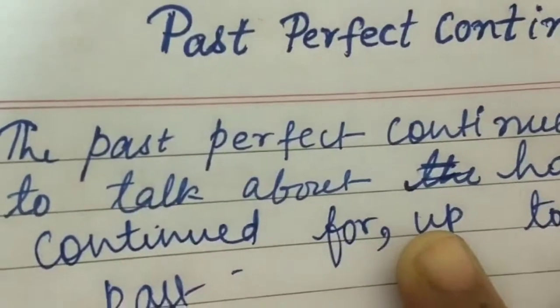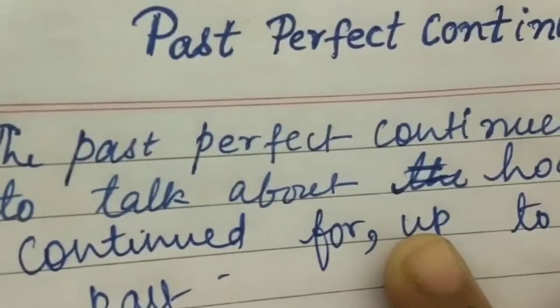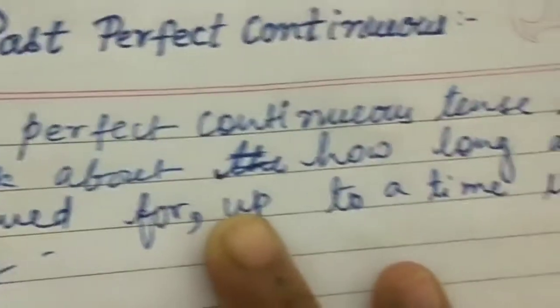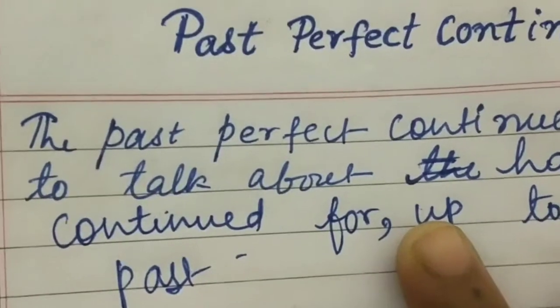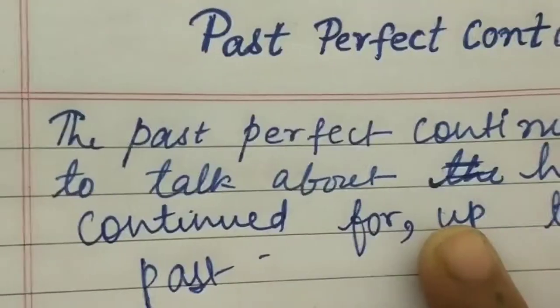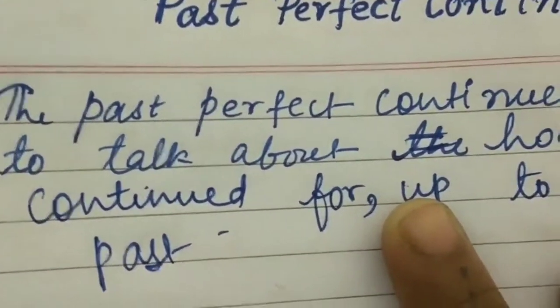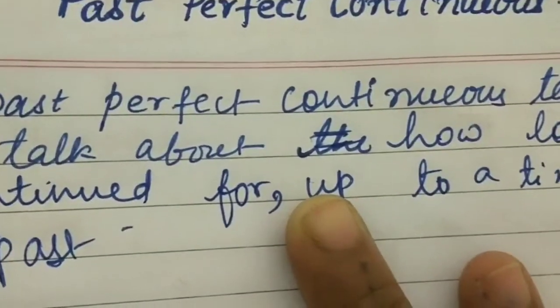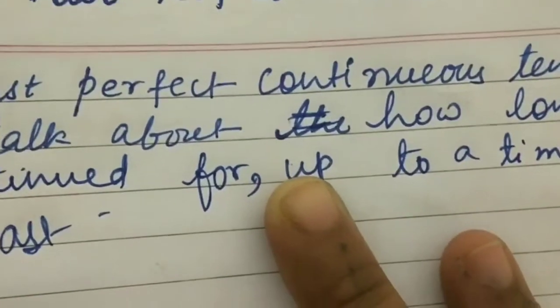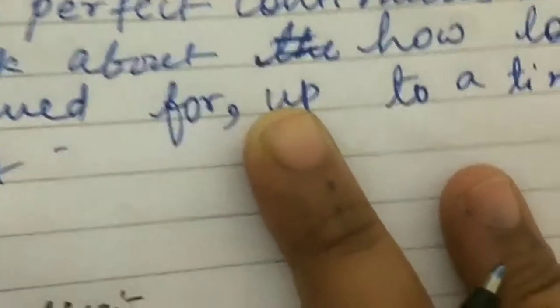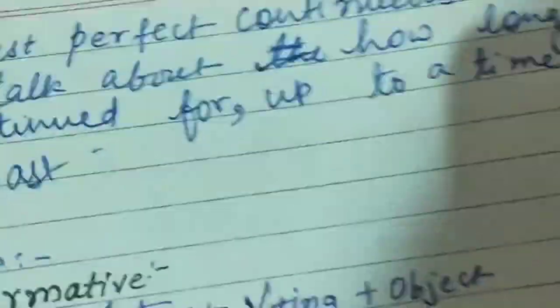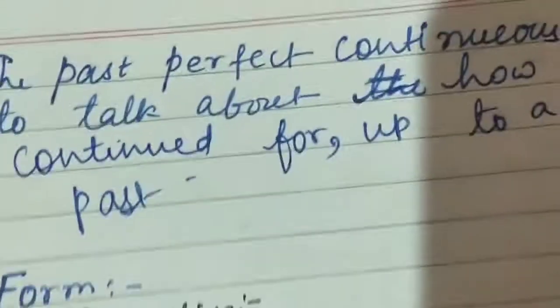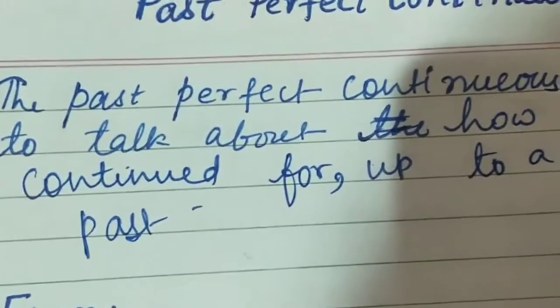So today we'll start the second part of lesson number 7, and in our last part we have discussed up to the past perfect tense. So now we'll discuss the past perfect continuous tense. The past perfect continuous tense is used to say how long an action continued up to a time in the past. Okay, so the past perfect continuous tense is used to talk about how long an action continued for.